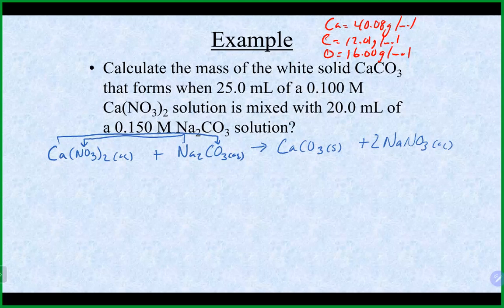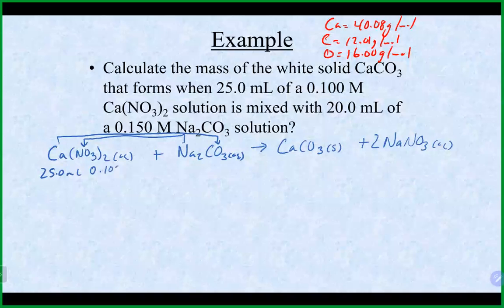At this point, we want to look at what was given to us. So we have calcium nitrate. We have 25 milliliters of it, and it has a molarity of 0.1 molar. We also, for our sodium carbonate, have 20 milliliters of this one and a molarity of 0.15 molar. From both of these pieces of information, I should be able to get the moles for both.